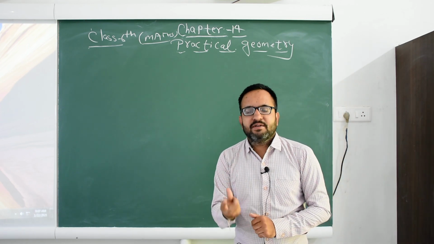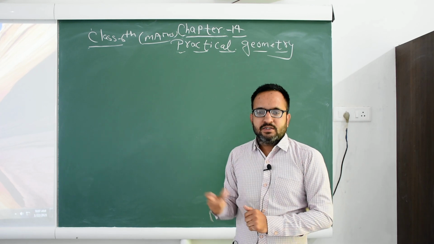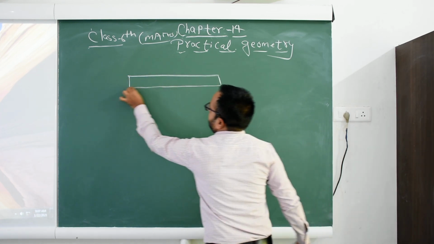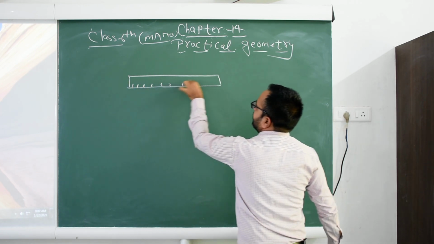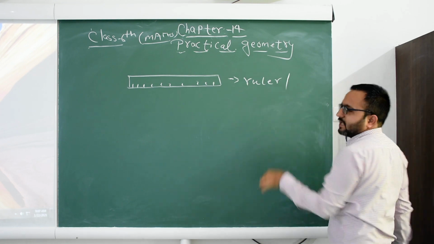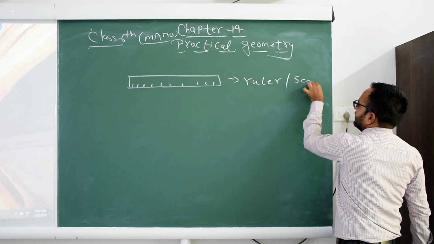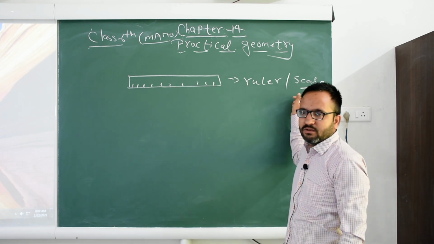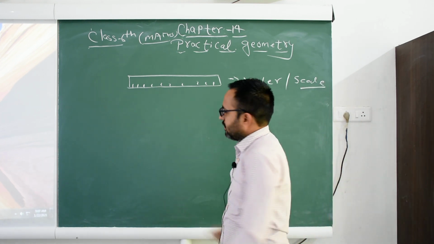Which type of instrument do we use in this chapter? First of all we use the ruler. You already know this is called a ruler. In your language you also call it a scale. This is called a ruler and also called a scale.